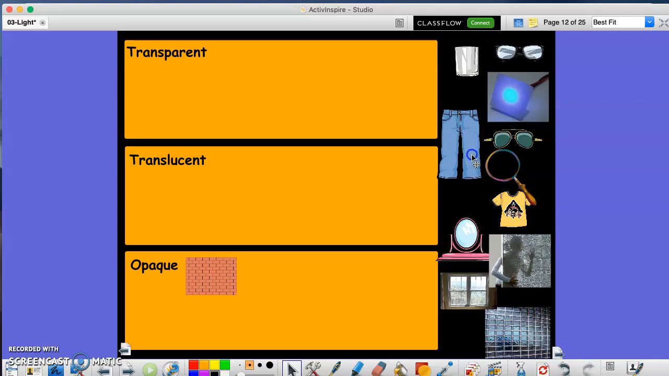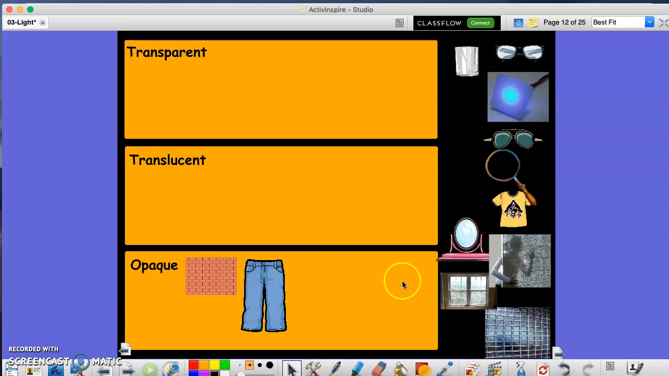Let's see, how about our pair of pants? Can we see through them? Can we kind of see through them? Or can we not see through them at all? If you thought opaque, you are correct. We cannot see through them at all. I have a window. Is that transparent, translucent, or opaque? If you guessed transparent, you can see all the way through it.